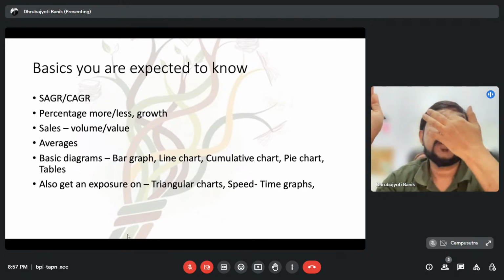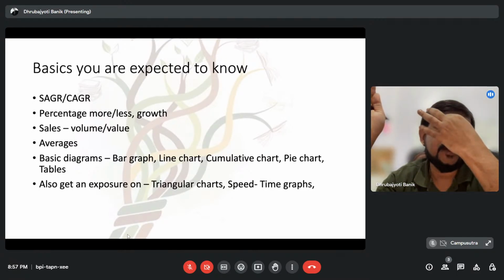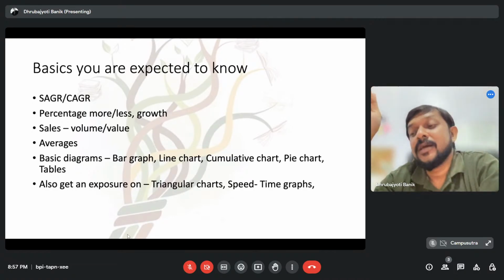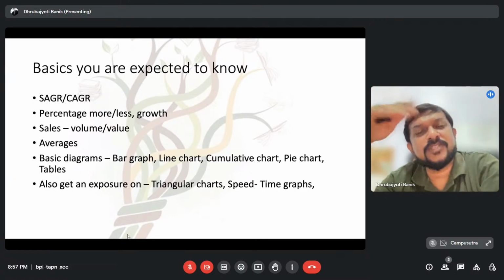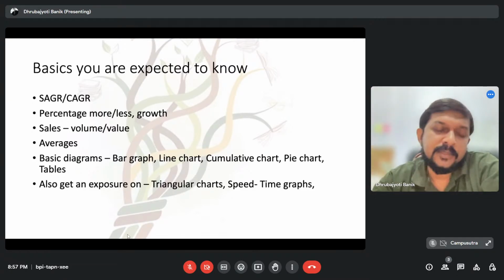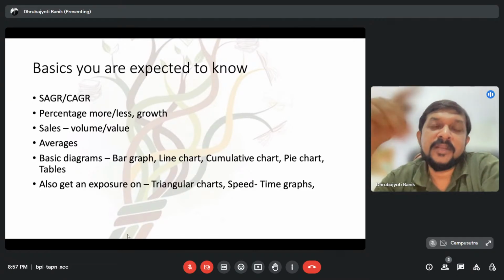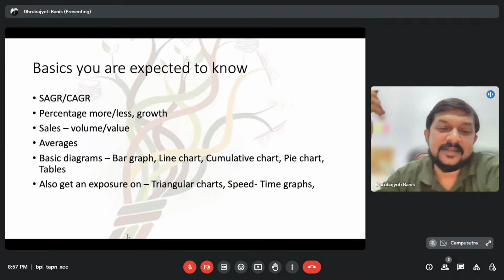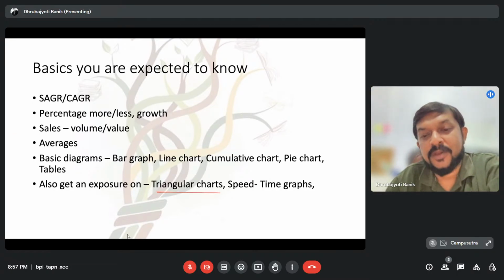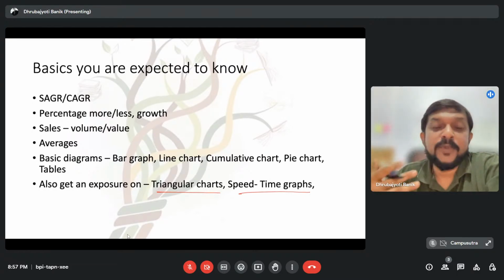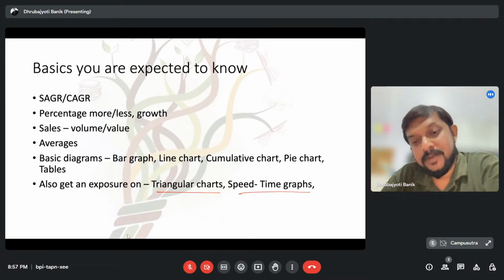Okay, now therefore you need to know that there are questions which come on non-uniform speeds. So search out for these questions. If you do a little bit of Google search, or refer to any standard CAT preparation book, you will find these questions. So just see to it that you are exposed to triangular charts and speed time graph charts, okay, because they have come.